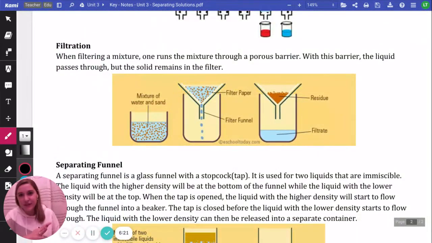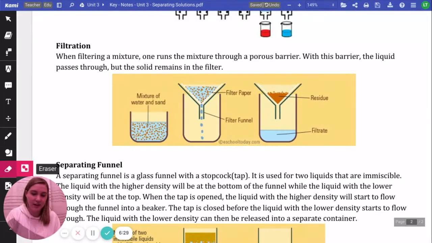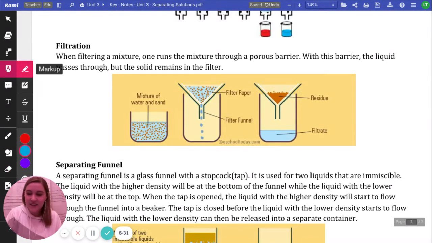Okay, now let's talk about filtration. When filtering a mixture, one runs it through a porous barrier. Through a porous barrier, the liquid will pass through, but the solid will remain. So it's like sand and water. We have our sand and our water, we have our filter paper, and we put it in some type of funnel. The water passes through and the sand is left at the end of the day.